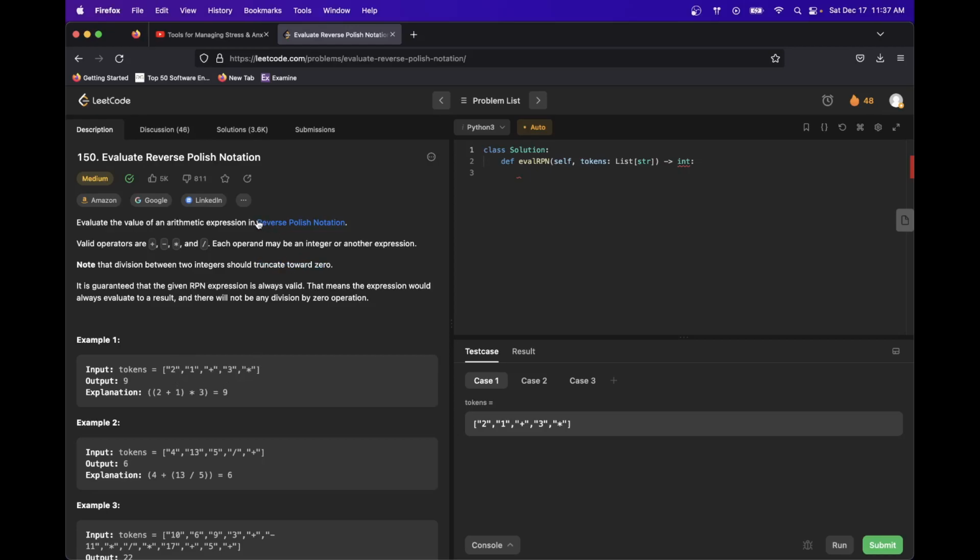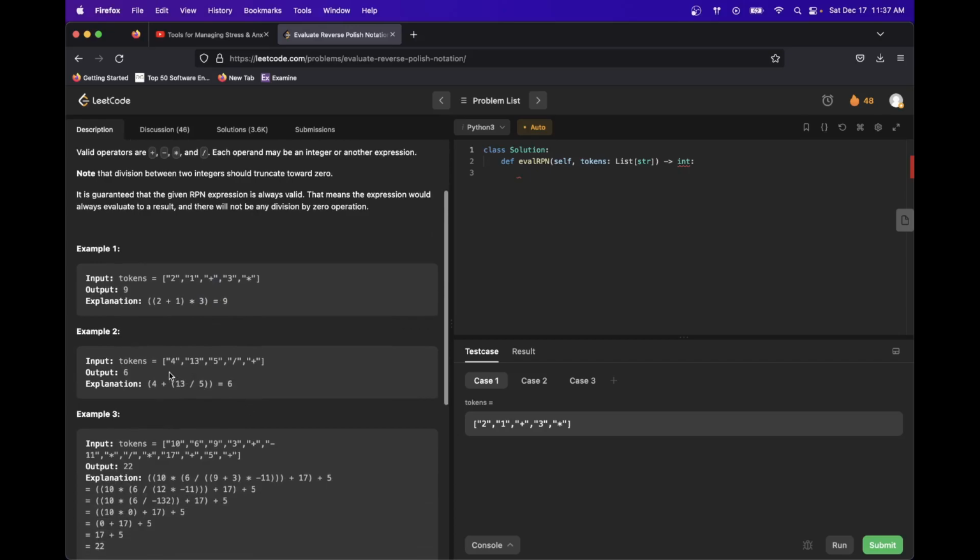And the idea of reverse Polish notation is just that the operator is at the end instead of in the middle. So 2, 1 plus means 2 plus 1. And then 3 times means that times 3, which we can see here with use of parentheses. So here we have 4, 13, 5 over plus. So what this means is 4 plus 13 over 5.